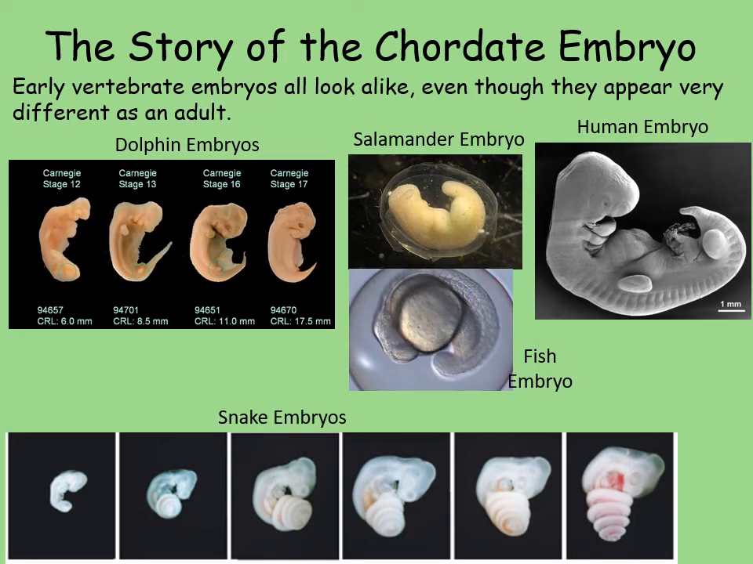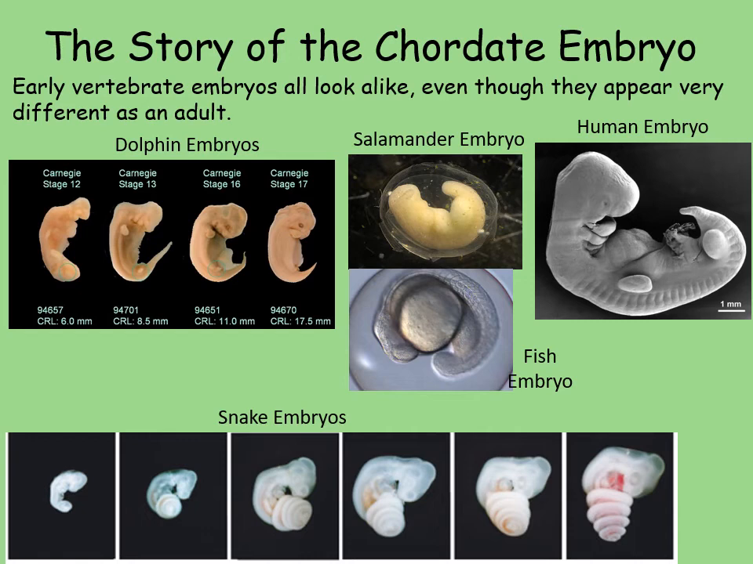So I've kind of mentioned this point before, but if you look at vertebrates as adults, like a dolphin, a salamander, a fish, a snake, a human, we look really different as adults. We have a lot of different traits. But if you rewind time to look at these early embryo stages, the early embryos look remarkably similar in that they would have all of these chordate characteristics. They would all kind of have the look of a little curled up, fishy looking thing.